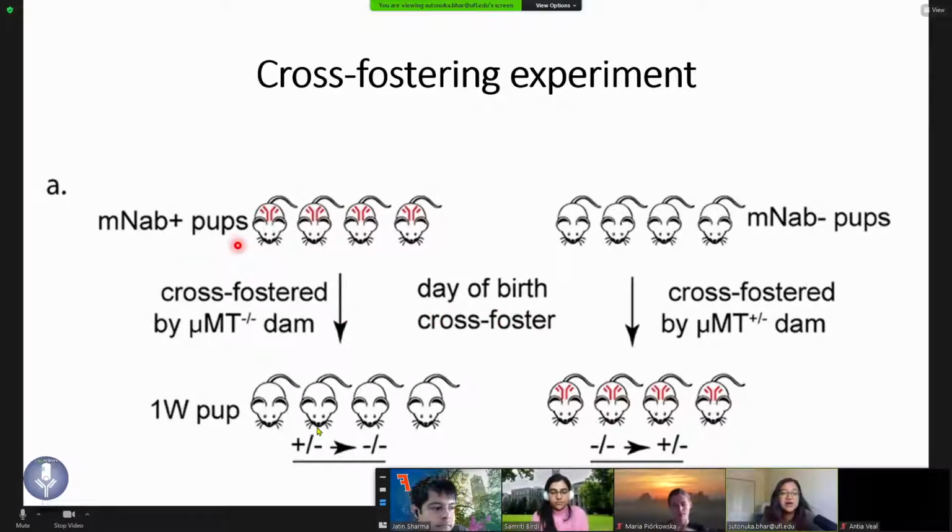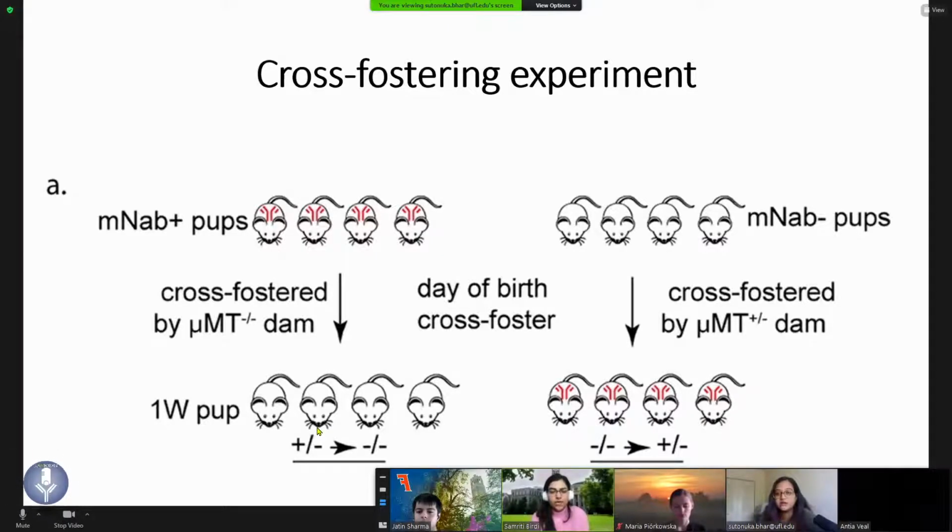The mNab plus pups now have the knockout mother, and thus they do not have any antibodies right now because their breast milk doesn't have any antibodies. So this mouse will be called plus to minus in this presentation. On the other hand, the mNab minus pups were cross-fostered by the normal mother, and now they have antibodies. So we'll be calling them minus to plus. They did not have antibodies previously, but now they have. And this one had them previously, but now they don't, because their mother doesn't have them in her breast milk.